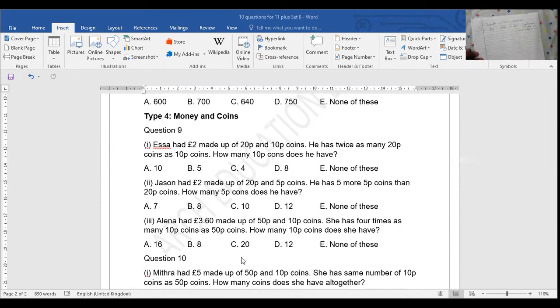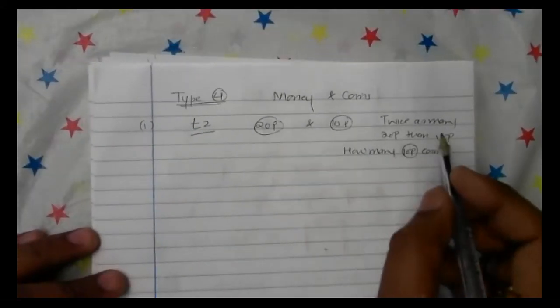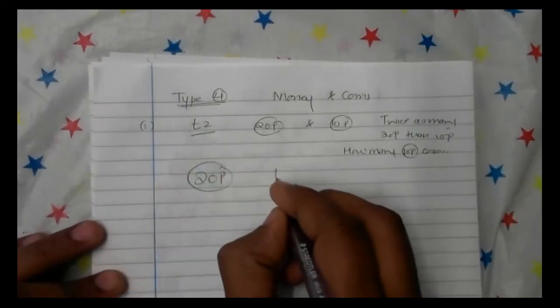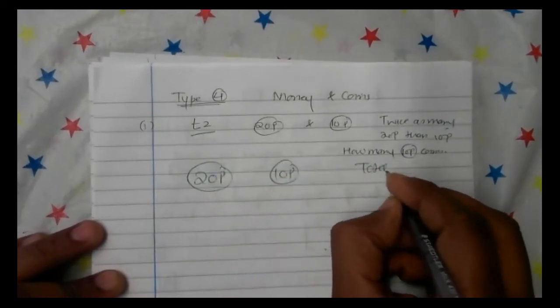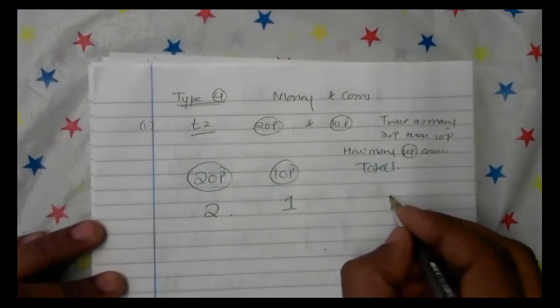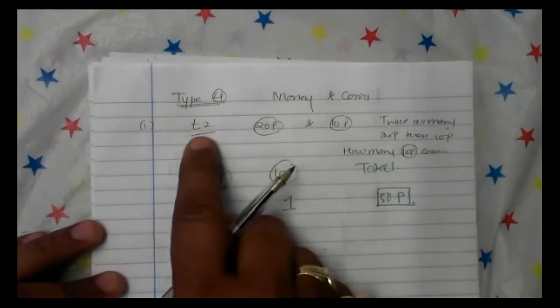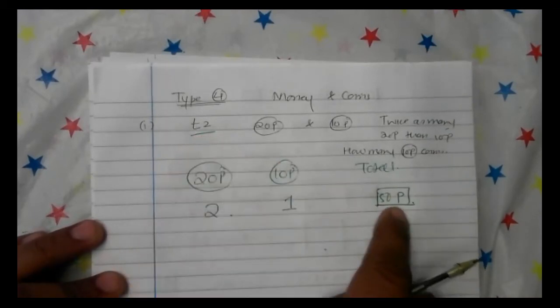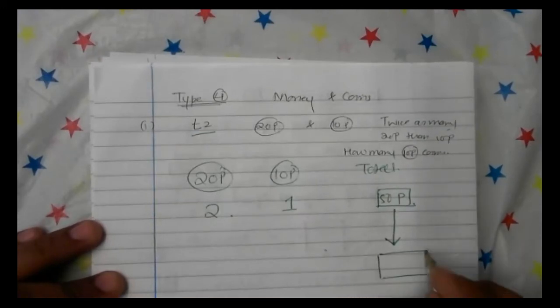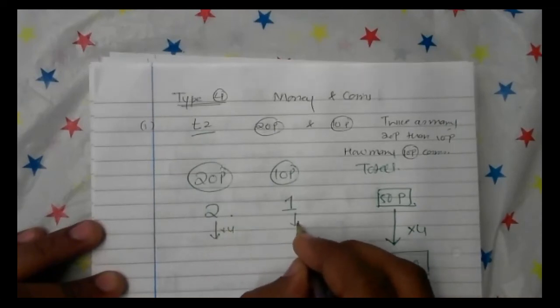So you've got £2. Let me just stop sharing. Okay, it's got £2 made up of 20p and 10p coins, and twice as many 20p as 10p. So there are 20p, this is 10p, and that's total money. If I have two 20p coins and one 10p coin, that makes 40p and 10p, that's 50p. Not good enough, but I know it's 50p. And what do I do, guys? How many 50p's make £2? Answer is 4. So I times both of them by 4. Let's see if that works.